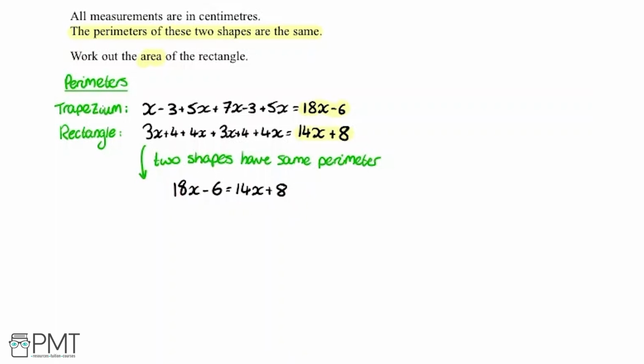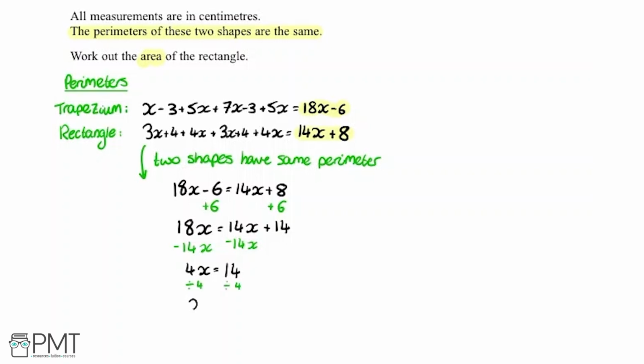Okay, so the first step I'm going to do is I'm going to add 6 to both sides. I add 6 here and add 6 here. That gives us 18x equals 14x. And 8 plus 6 is 14. So plus 14. Now I'm going to subtract 14x from both sides. On the left hand side we're going to be left with 4x. On the right hand side we're going to have no x's left and just 14. Now finally, to solve the equation we need to get x by itself. I'm going to divide both sides by 4.